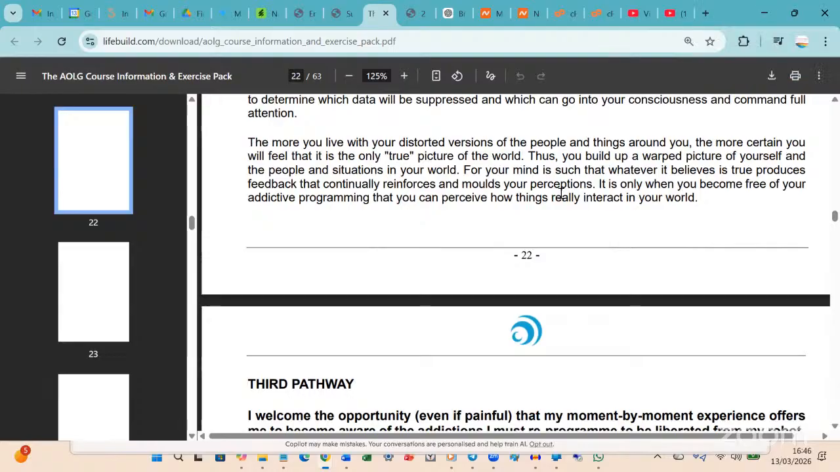The more you live with your distorted versions of people and things around you, the more certain you will feel that it is the only true picture of the world. Thus, you build up a warped picture of yourself and the people and situations in your world, for your mind is such that whatever it believes is true produces feedback that continually reinforces and molds your perceptions. It is only when you become free of your addictive programming that you can perceive how things really interact in your world.